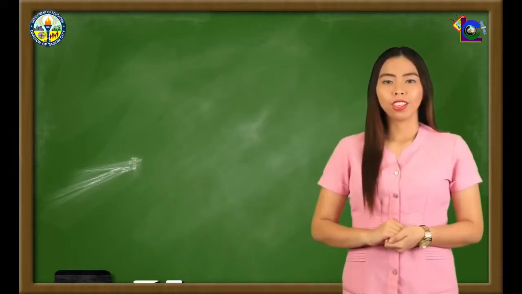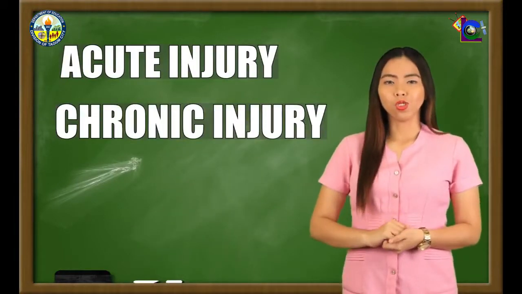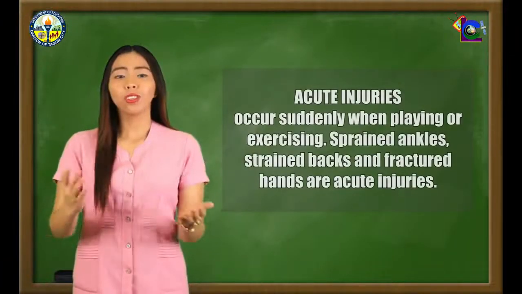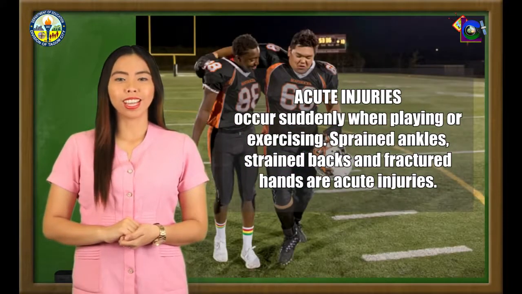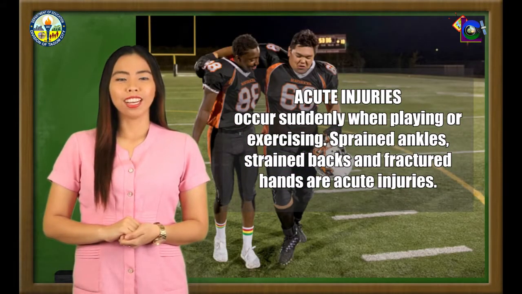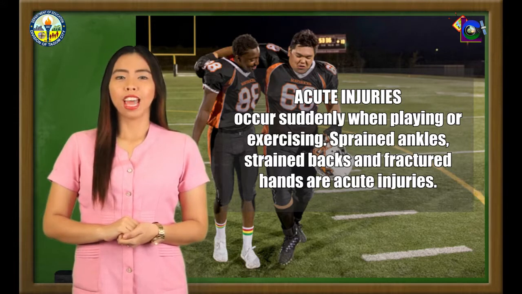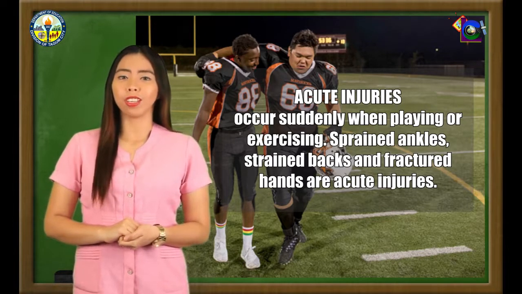There are two kinds of injury. These are the acute and chronic injuries. Acute injuries occur suddenly when playing or exercising. Sprained ankles, strained backs, and fractured hands are acute injuries.